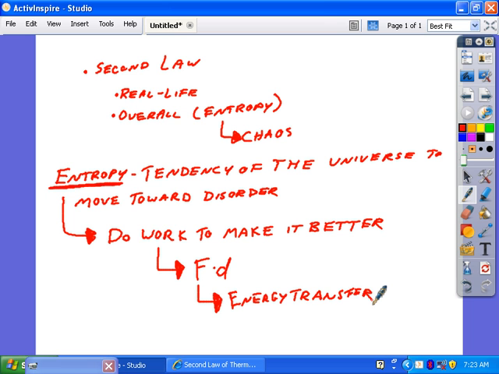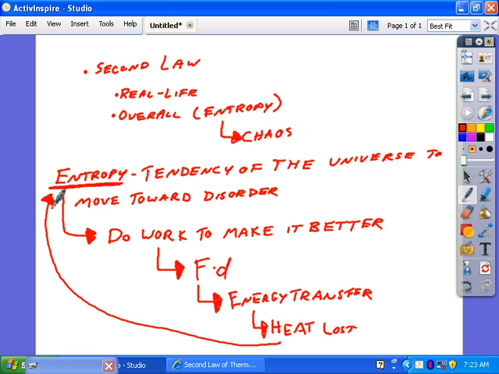Transfer. Which is going to result in heat lost. So literally, your body is going to be a heat engine in this process. You're doing work, but there has to be waste heat. Now, when that waste heat is lost, that is causing the air molecules in the room to have a more random motion. So even though you are doing work to make the overall entropy of your room better, the thing is, when this heat is lost, it is increasing the overall entropy of the universe.